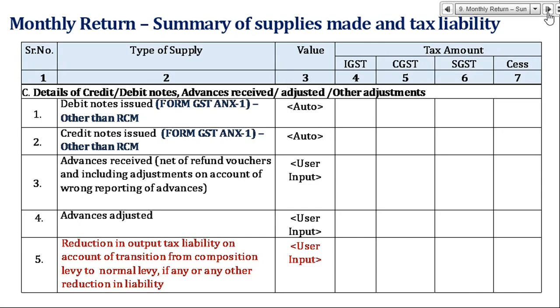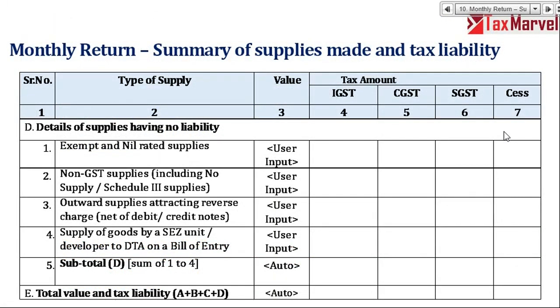Now moving on, friends. Supply on which no tax is to be paid. And user input. User input means the reportee will report everything here. Me, if I am filing my return, I'll just punch the figures. Exempted and nil rated supplies, non-GST supply, outward supply attracting reverse charge, supply of goods by SEZ unit developer or on bill of entry. Total will come here, right?